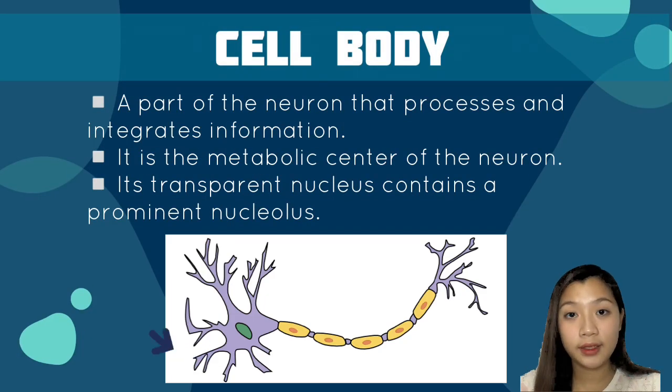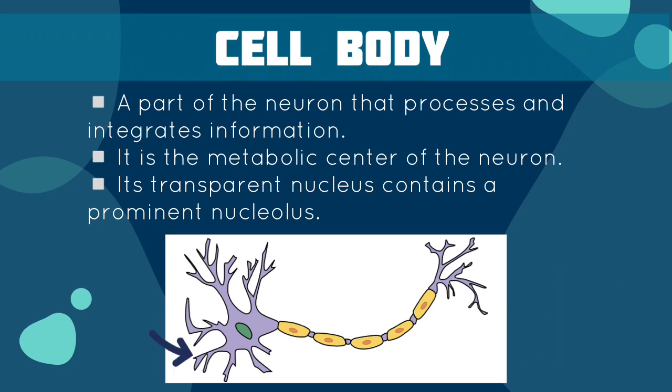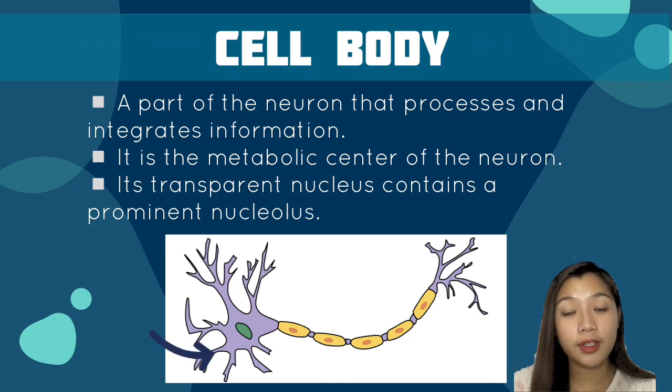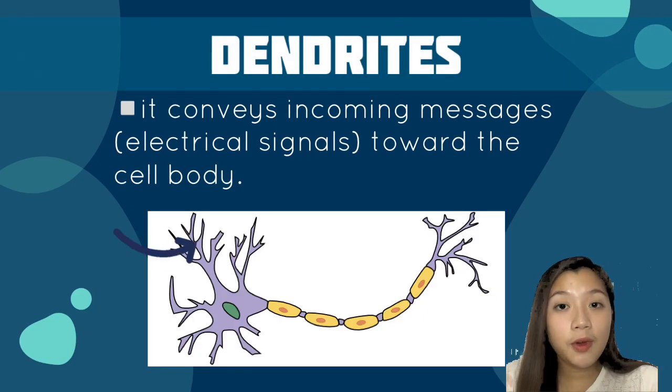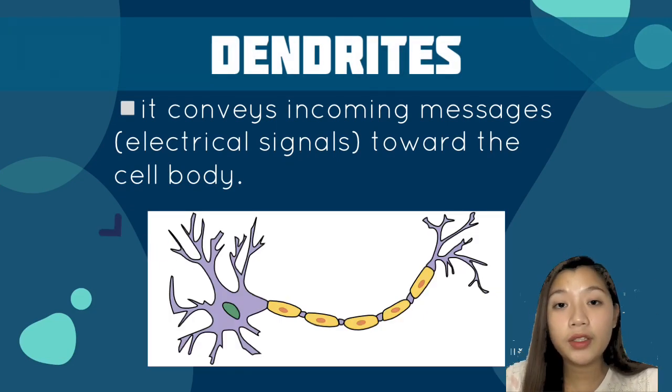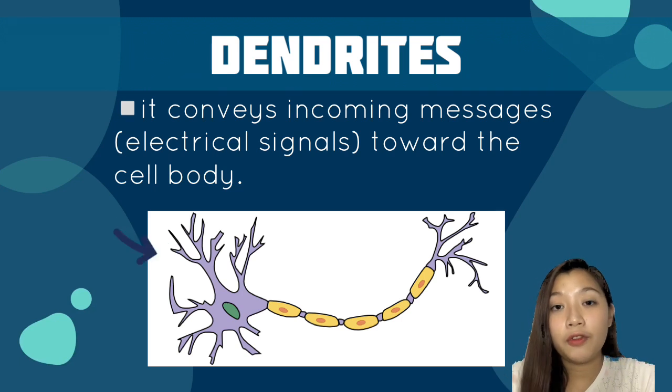First is the cell body, which is the part of the neuron that processes and integrates information. It is also the metabolic center of the neuron. In addition, its transparent nucleus contains a prominent nucleolus. The second one is the dendrites, which is the part of the neuron that conveys incoming messages or electrical signals towards the cell body. For more information, neurons may have hundreds of branching dendrites, depending on the neuron type.